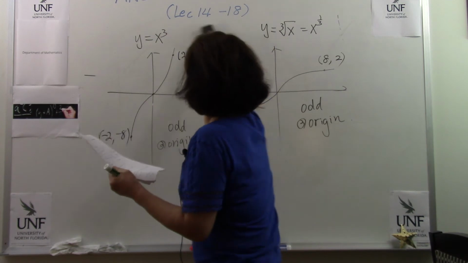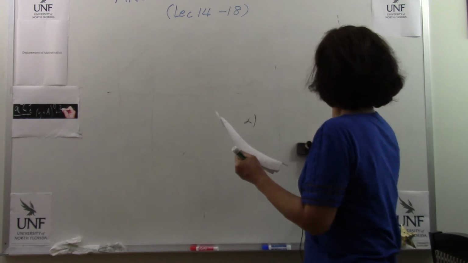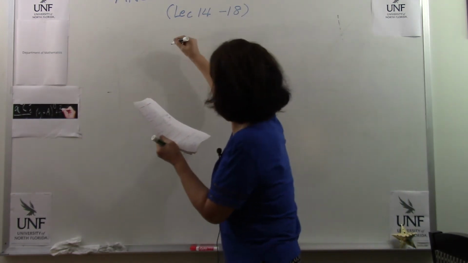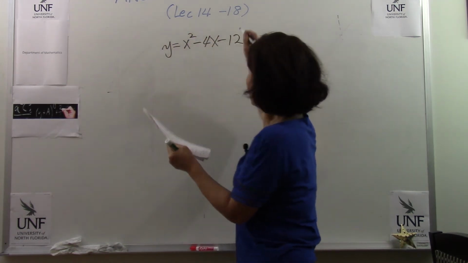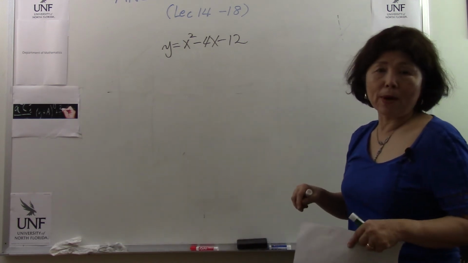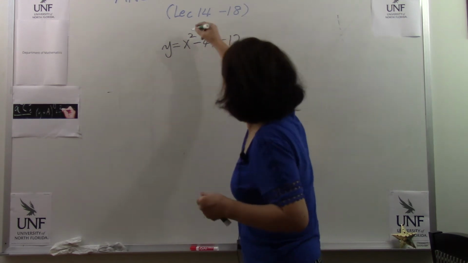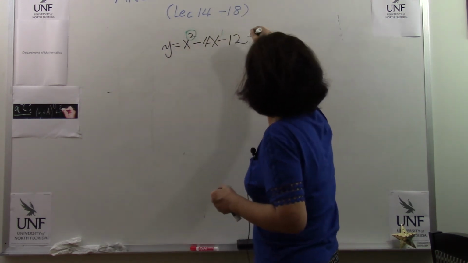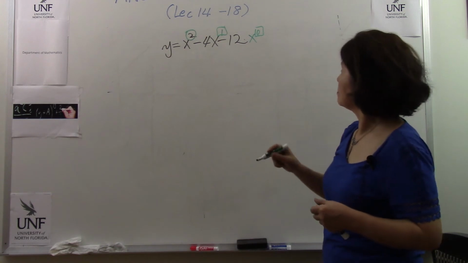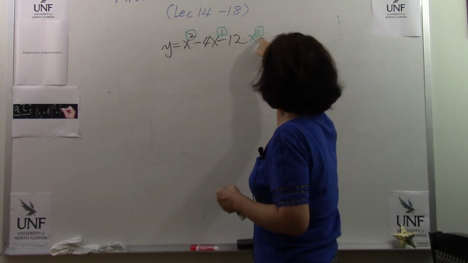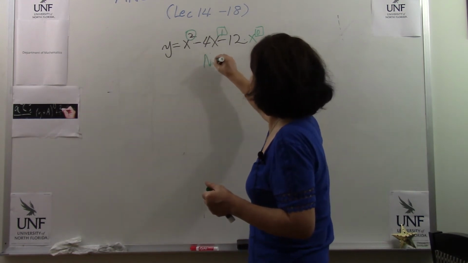The very last function, unlike the others, looks more complicated. You have y equals x squared minus 4x minus 12. What kind of function is this? Odd or even or neither? Well, look at those powers. Powers are 2 and 1, and here is x to the 0, so 0. Do we see a mix? Yes. Even powers, and here is an odd power. Those are mixed. Therefore, you can call this function neither.